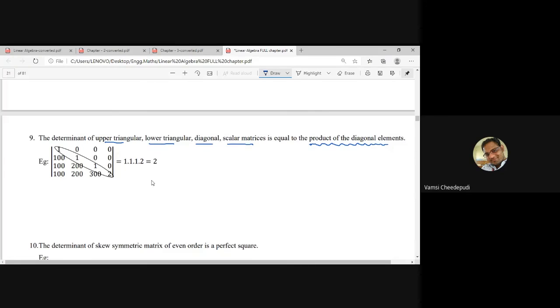This is an example of a lower triangular matrix. There is a lower triangular matrix like this. You asked me what is the determinant of the matrix. So the determinant is the product of the diagonal elements, 1 into 1 into 1 into 2. That's it, that is equal to 2. Either upper triangular, lower triangular, diagonal or scalar.